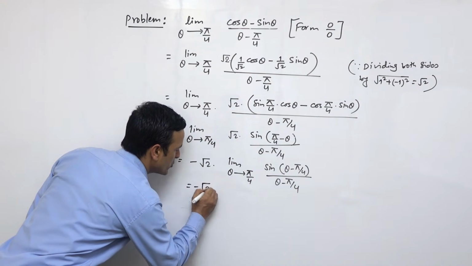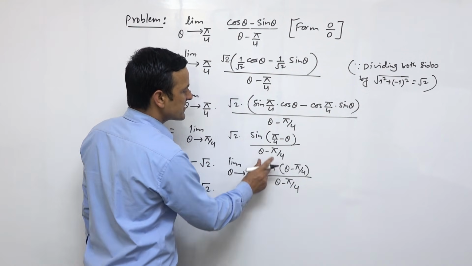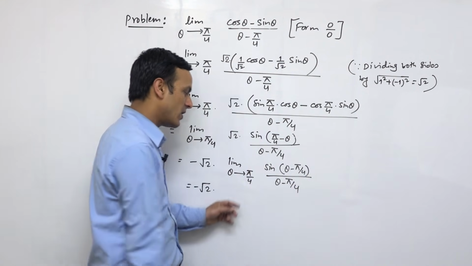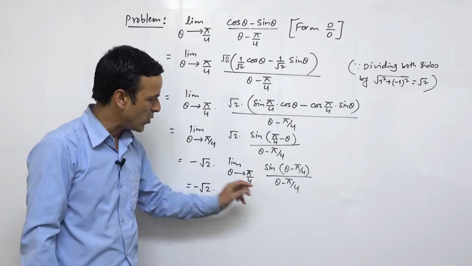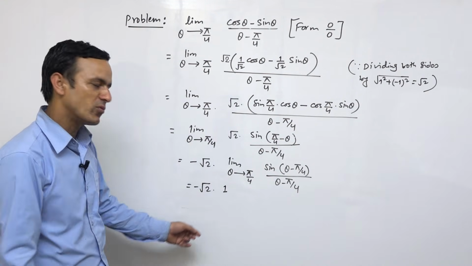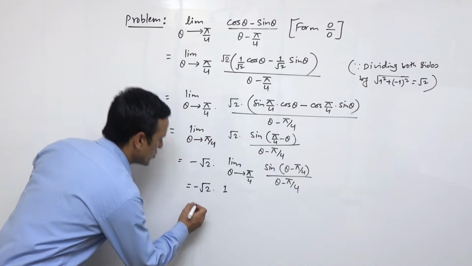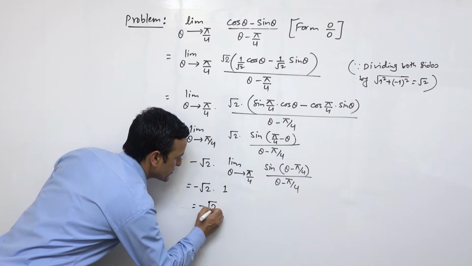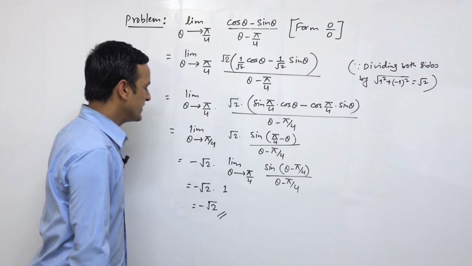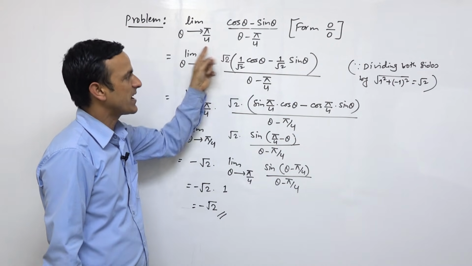And minus root 2 stays the same, and the value of this limit, sin theta by theta when theta tends to pi by 4, is 1. So this is the formula of the limit of a trigonometric function. So finally we get minus root 2.